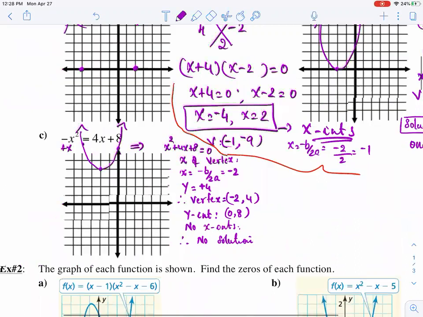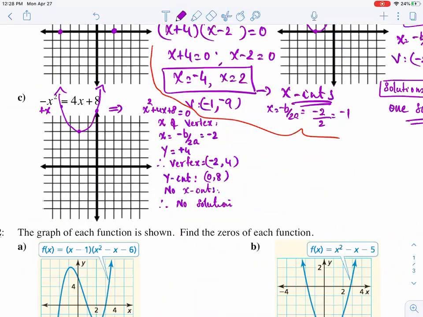In the third example, we couldn't factor it, so we graphed it as usual. We found the axis of symmetry, the vertex, and the y-intercept, and then flipped the y-intercept across the axis of symmetry to get the third point. And then we graphed it. But this graph doesn't have any x-intercepts. It's far away. Since it doesn't have any x-intercept, there is no solution to this equation.